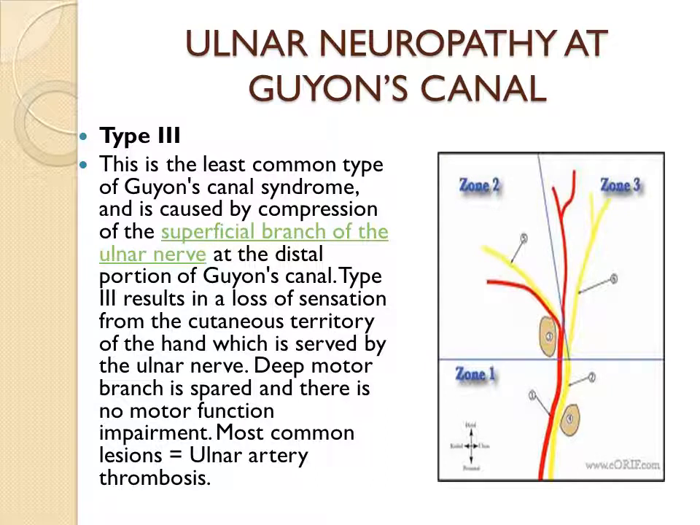Then we have the type 3 lesions, and this is the least common type of compression of the ulnar nerve within the canal of Guyon, and this involves a compression of the superficial branch of the ulnar nerve at the most distal aspect of the tunnel of Guyon, and this results in a loss of sensory function from the cutaneous territory of the hand, but because the deep motor branch is spared, there's no motor involvement.